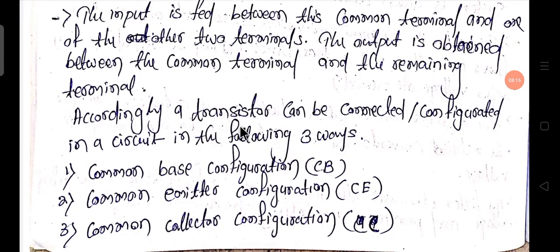According to this, the transistor can be configured in a circuit in the following three ways: common base configuration, common emitter configuration, or common collector configuration. Common base configuration means the base is common for both input and output circuit. Common emitter means the emitter terminal is common for both input and output circuit. Common collector configuration means the collector terminal is common for both input and output.